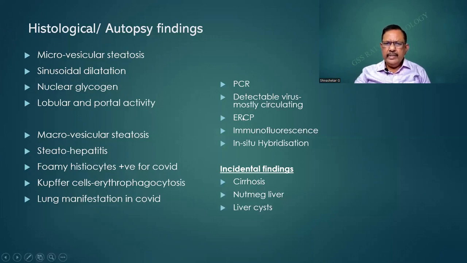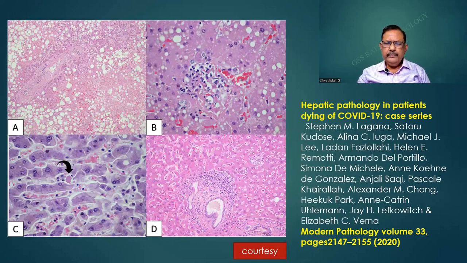Not only that, this list again I had introduced in this one because it is worth memorizing. If we are asked what the investigations are, it can be a PCR for detecting the circulating virus, ERCP, endoscopic retrograde cholangiopancreatography, immunofluorescence, in situ hybridization, various enzymes that we had mentioned. Also, there can be other incidental findings such as cirrhosis or a nutmeg liver or liver cysts. So this is a beautiful projection which we shall memorize and score the marks.